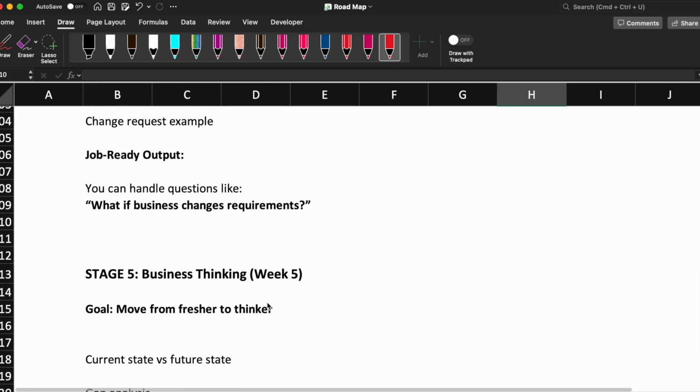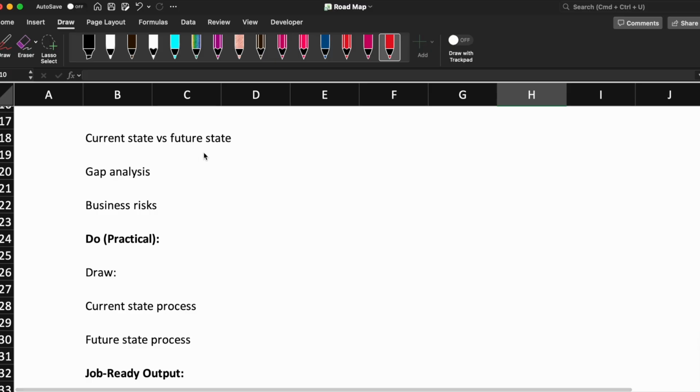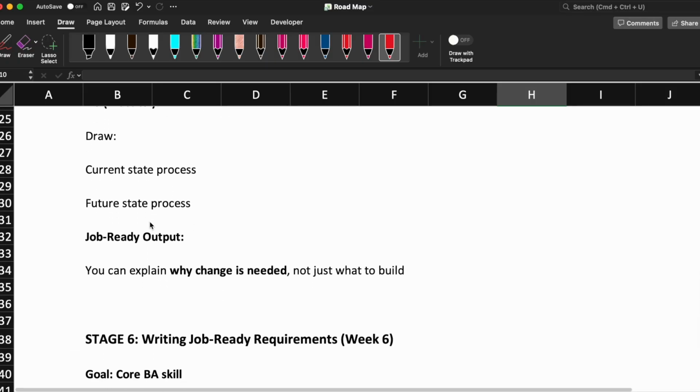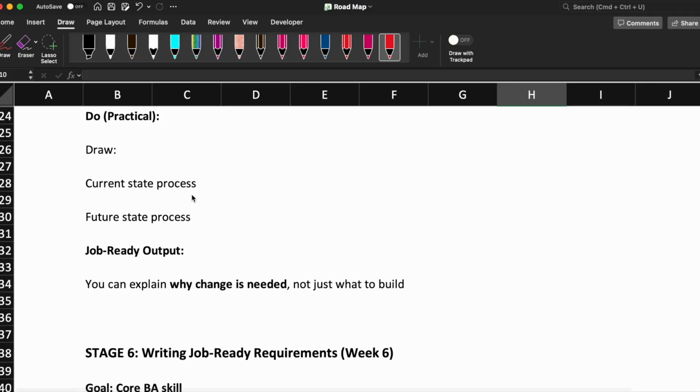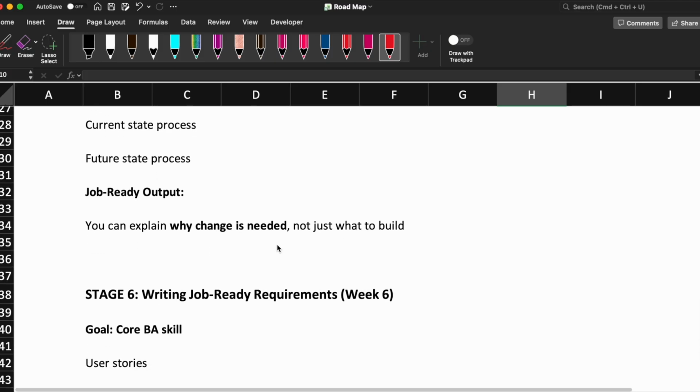Okay, stage number 5, week 5, business thinking. Goal: move from fresher to thinker. Current state versus future state, gap analysis, business risk. Practically, you can draw a current state process and a future state process, even using business process mapping. Job ready output: you can explain why change is needed, not just what to build.